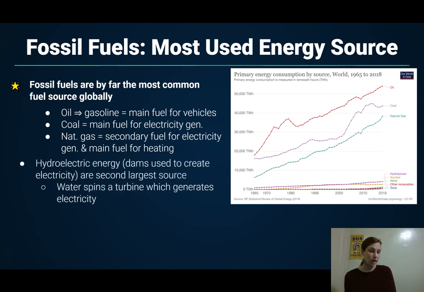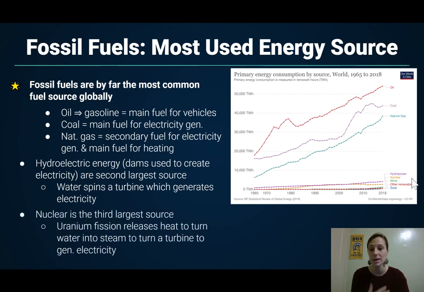So hydroelectric energy, which we will learn much more about later in this unit, is the second largest source. This is where we use dams to generate electricity. Basically the way that it works is water is going to spin a turbine. The spinning turbine is what generates electricity. And fun fact, here in Washington State, because of our massive rivers like the Snake and the Columbia, we have a bunch of dams there, and most of our electricity comes from hydroelectric energy. So that's a local source that is predominant here.